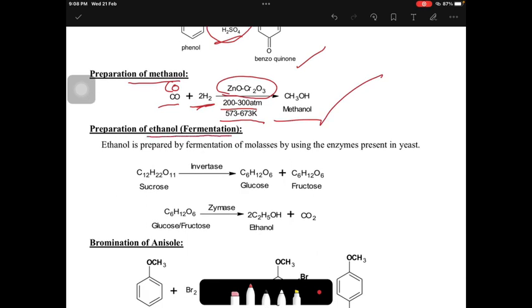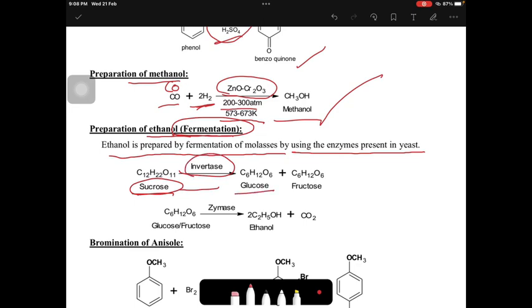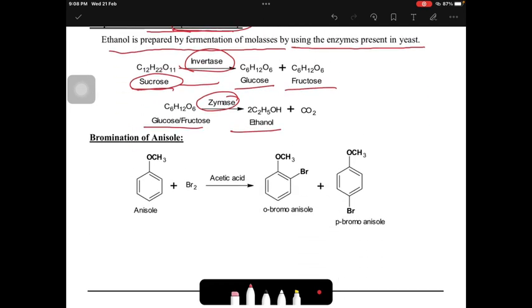Preparation of ethanol from sucrose. This reaction is known as fermentation. Ethanol is prepared by fermentation of molasses using enzymes present in yeast. When sucrose undergoes hydrolysis, invertase gives glucose and fructose. Glucose and fructose in the presence of zymase give ethanol.